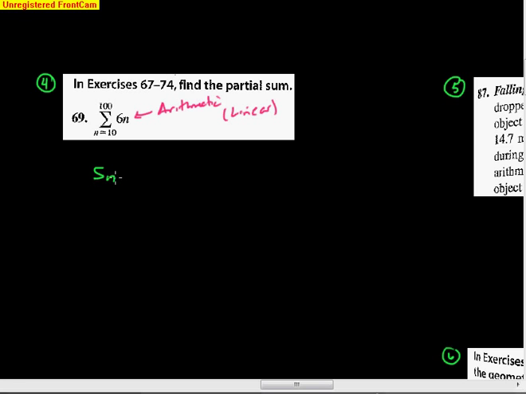So there is a formula. S sub n equals n over 2 times the first term plus the last term. So n is the number of terms. So that is the number of terms between, or including, 10 to 100. Well, remember, the quick way is 100 minus 10, but then you have to add 1 for the first term. So this is 90 plus 1, that's 91. So be careful of that. So that's the number of terms, that's my n.